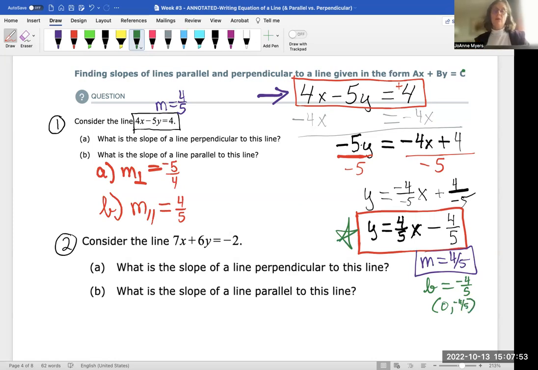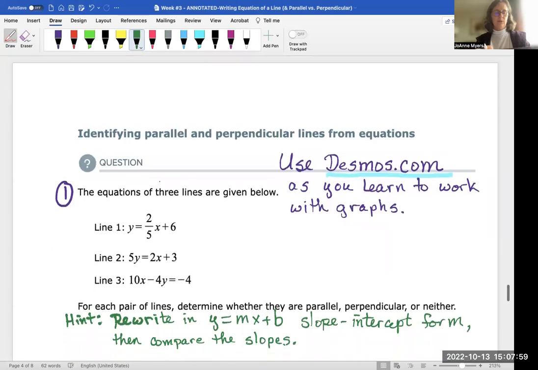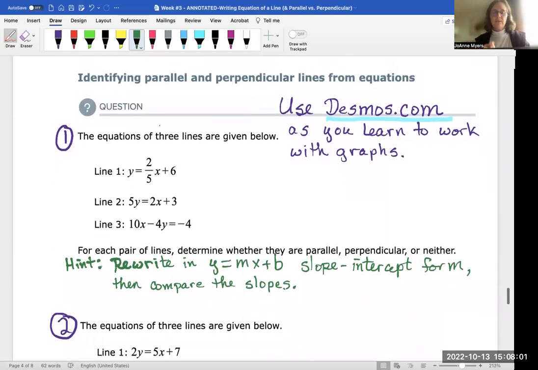Number 2, same thing. Rewrite the equation into slope-intercept form, and then you can see the slope for parallel and perpendicular quite easily. Wrapping up here, again, use Desmos.com, put these equations into Desmos.com, type them exactly as they are, and you will see which ones are parallel, which ones are perpendicular, and which ones are neither.